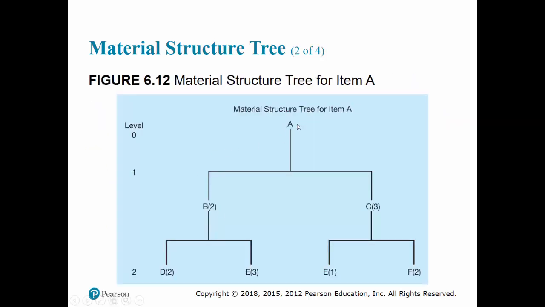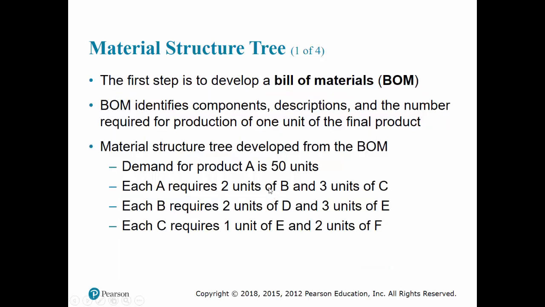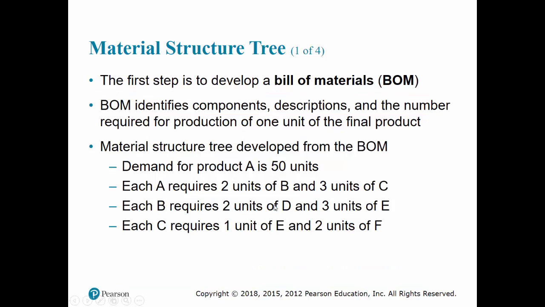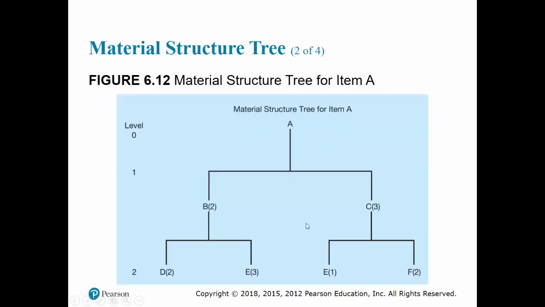So like here, A requires 2B and 3C. And then B requires 2D and 3E. The number in the bracket is how many units are needed for 1 unit of the parent item. So this is called parent, this is child. Okay, so this is not how many units you need for A. This is only for 1 level above.